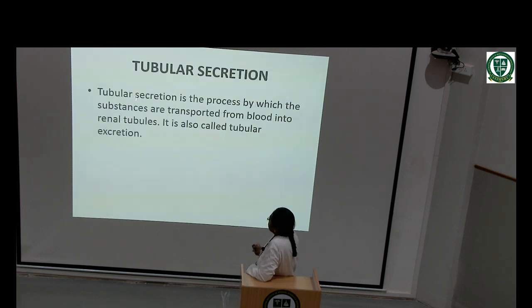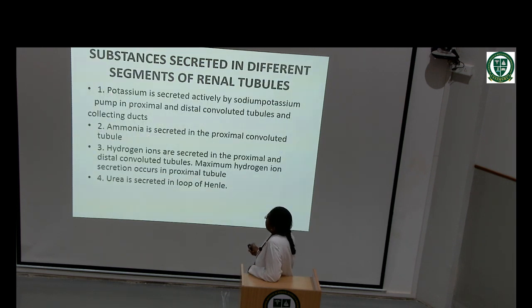Next, tubular secretion is the third step for urine formation, where unwanted substances are secreted from the capillaries into the nephron tubules for excretion. Here are some examples of secretion. Potassium is secreted by the sodium potassium pump in the PCT and DCT, that is the proximal and distal convoluted tubules, along with the collecting ducts, which secrete it into the lumen for excretion.